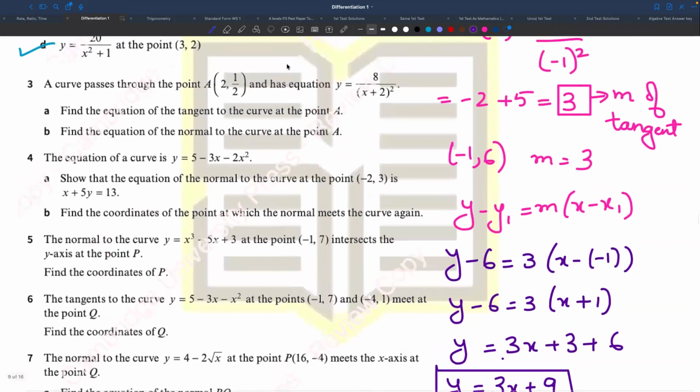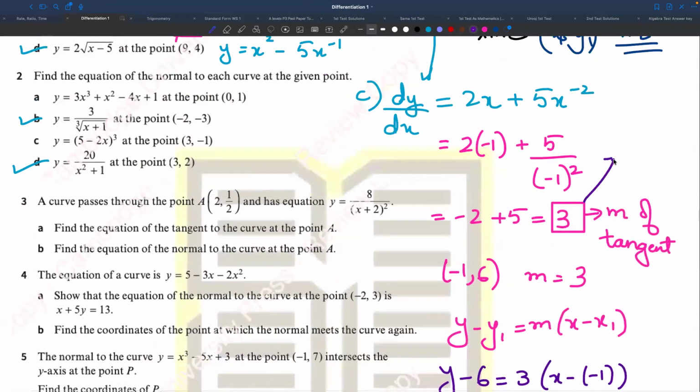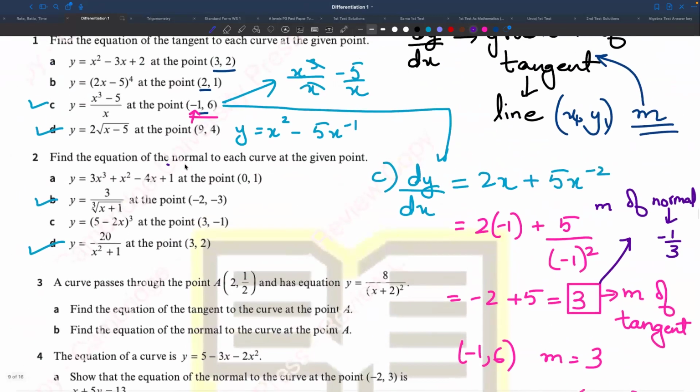Okay. The only difference with the normal will be what? Instead of 3, the gradient of the normal will be negative 1 upon 3. That's it. If in question 2, it is asking for the equation of the normal, you will just take the negative reciprocal of your answer.